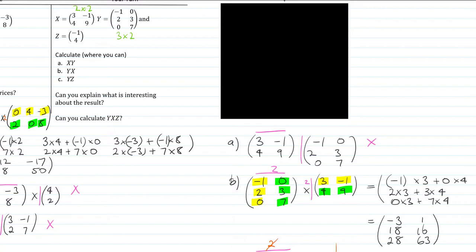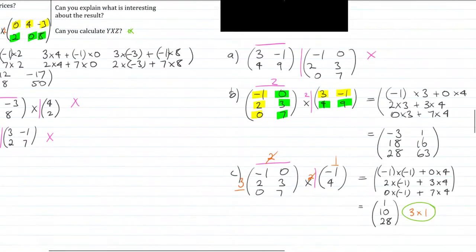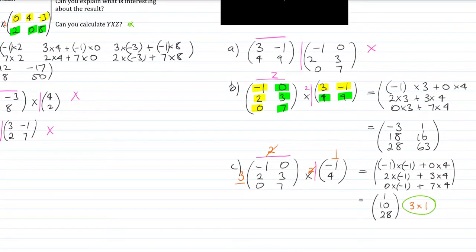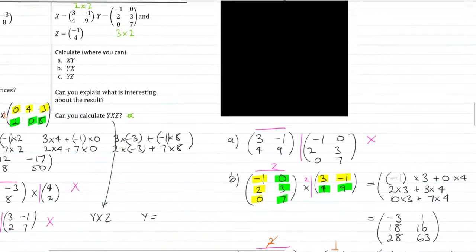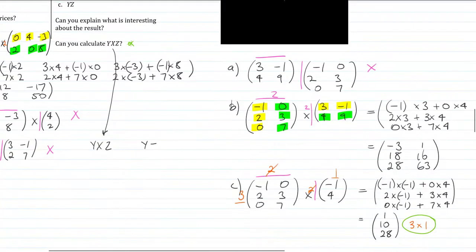And then we had this question here. Can you calculate yxz? Now, it doesn't actually ask you to calculate it, but I will write down an answer for it in a moment. Let's have a quick look at whether we can calculate it. I'm going to bring it down here. So yxz. Keep in mind that y is, well, it's not equal to, so that's probably not the right symbol, but y is a 3 by 2.